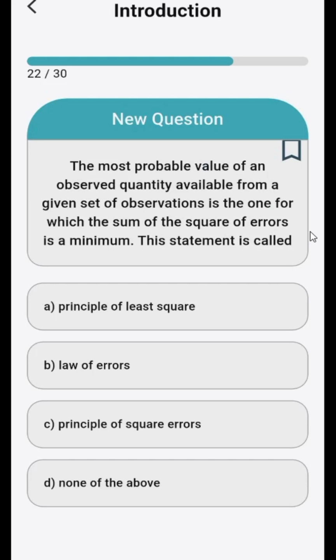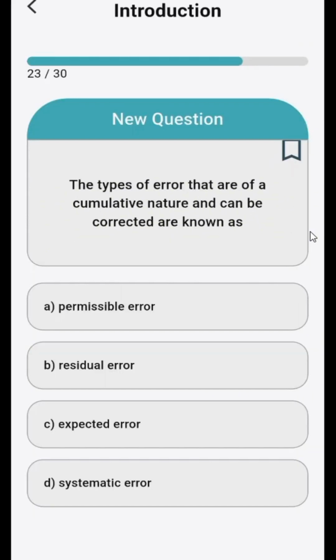The most probable value of an observed quantity available from a given set of observations is the one for which the sum of the squares of errors is a minimum. This statement is called (A) principle of least squares, (B) law of errors, (C) principle of square errors, (D) none of the above. The types of error that are of a cumulative nature and can be corrected are known as (A) permissible error, (B) residual error, (C) expected error, (D) systematic error.